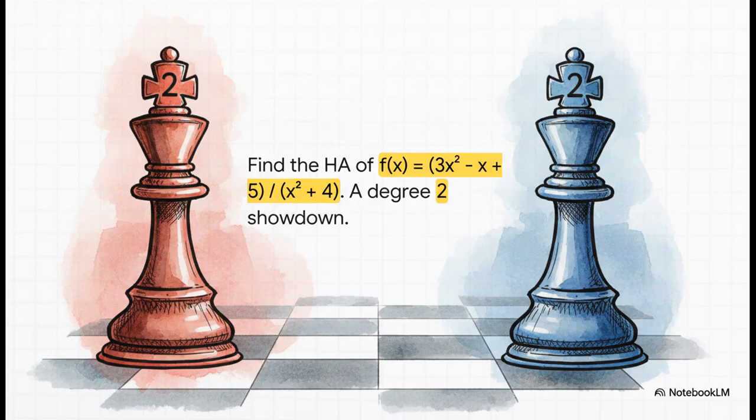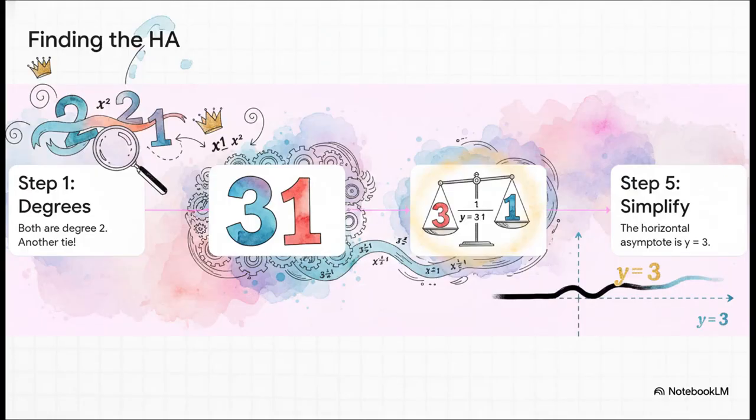All right, let's level up a little bit to some squared terms. We need to find the horizontal asymptote for this function, 3x squared minus x plus 5 all over x squared plus 4. It's the exact same process. Don't let the extra terms fool you. First, check the degrees. Degree 2 over degree 2, yep, another tie.